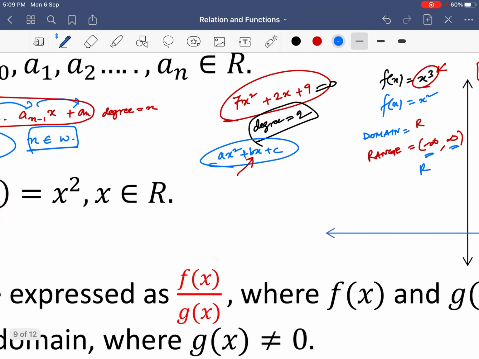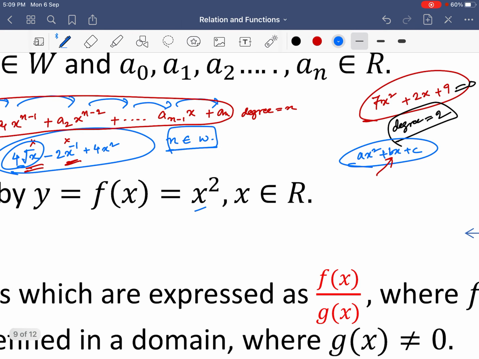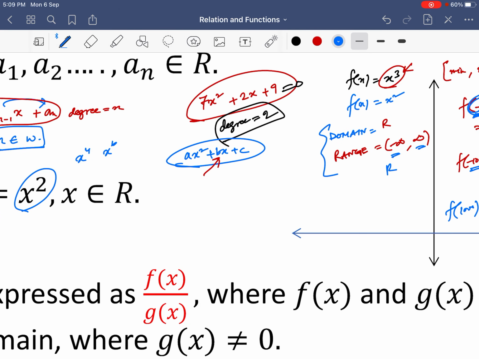Now we have some special polynomials. Now if you have a polynomial whose power is an even number, what happens to these polynomials? Now this one is for odd powers. Just write in here, this is for odd powers. Odd powers means x cube, then x to the power 5. You see x is also a polynomial, and f(x) equal to x was the identity function. So x to the power 7. For all odd powers of x, the domain is R and the range is R.